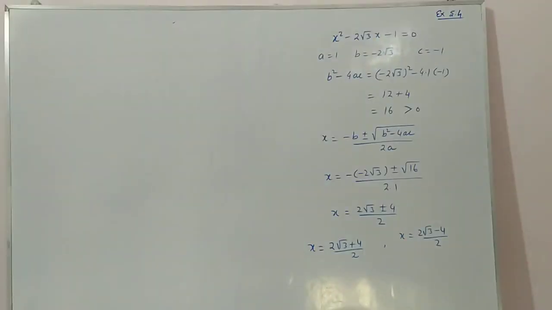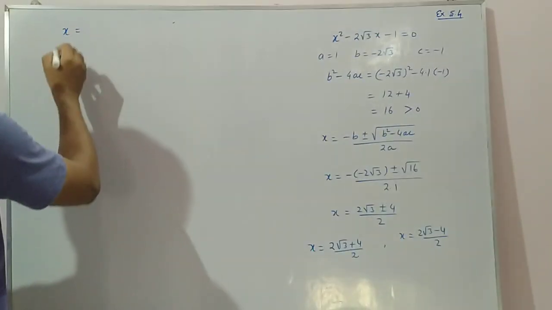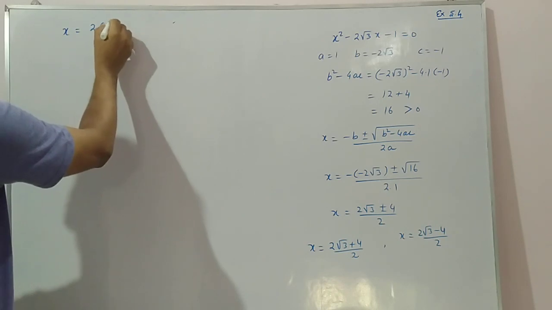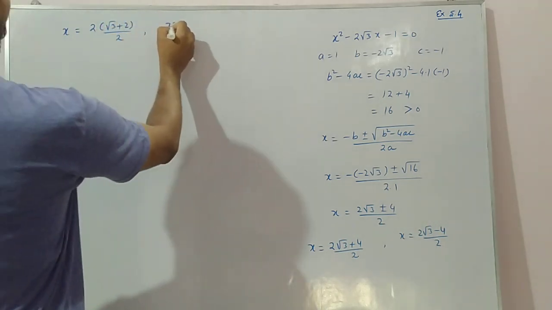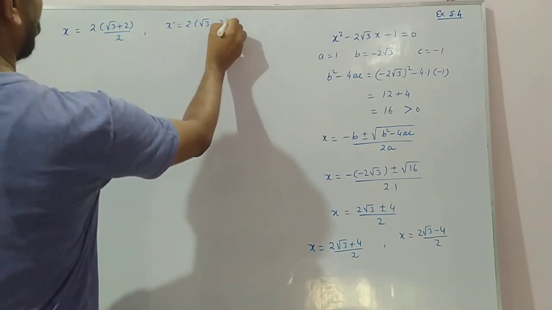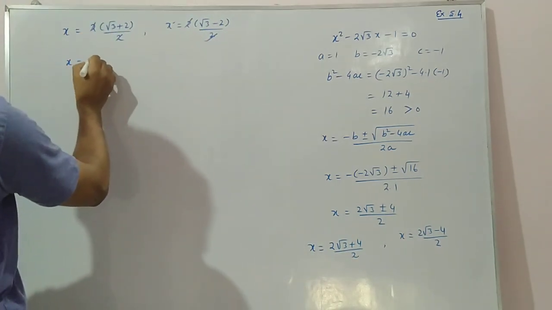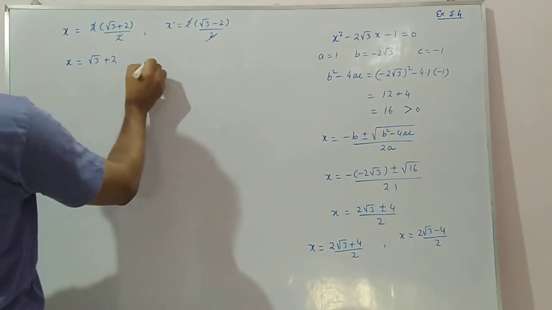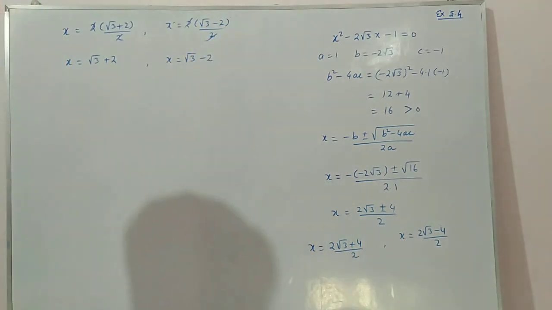Now we can take 2 common. So x will be 2 common, root 3 plus 2, by 2, x equal to 2 common, root 3 minus 2, by 2. x equal to root 3 plus 2, x equal to root 3 minus 2. Okay.